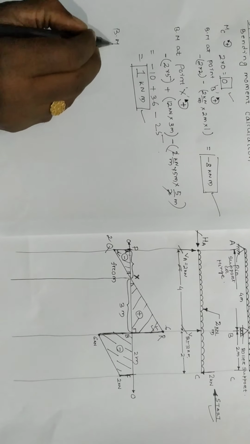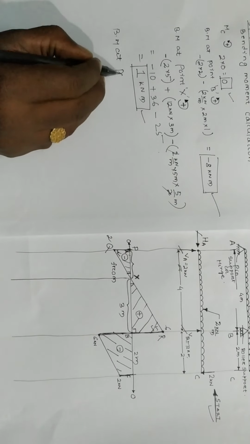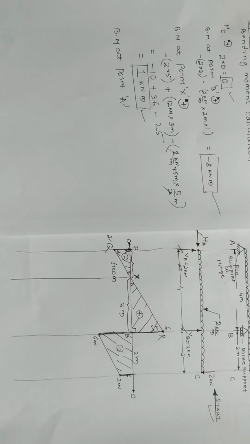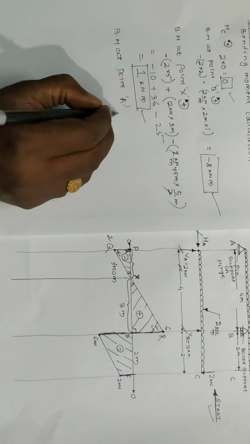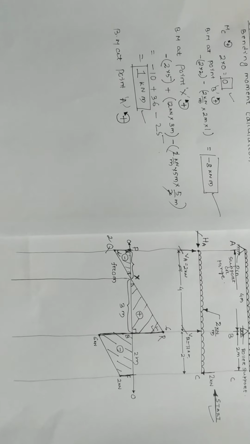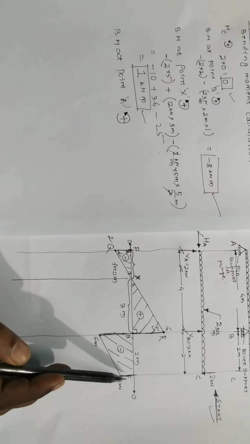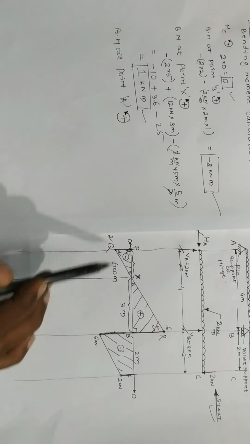So bending moment at point A. Okay, here the sign convention, again the same thing, everywhere you write, no problem. Counterclockwise moment as positive. So first is 2 kilonewton force, and what is the perpendicular distance between 2 kilonewton force and point A? The total 2 plus 3 plus 1, 6 meter. So this will be minus 2 into 6.